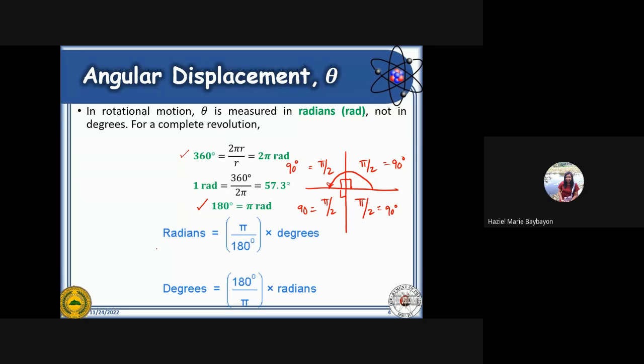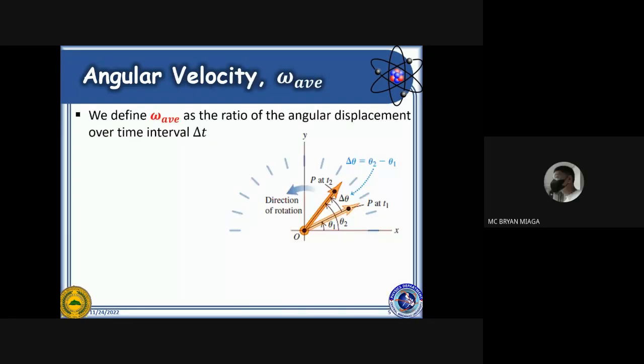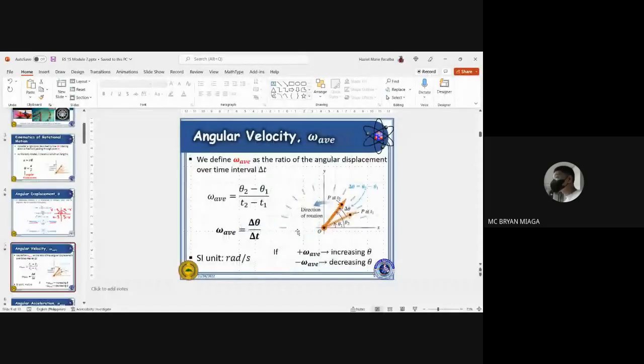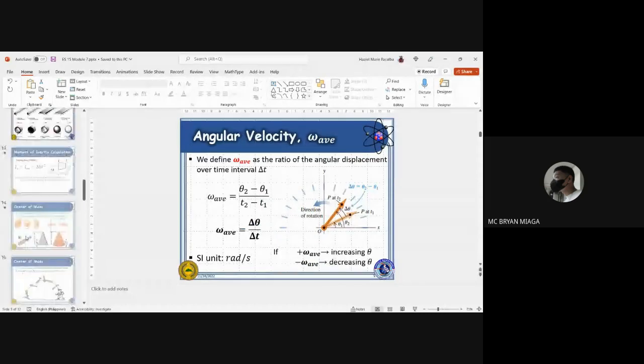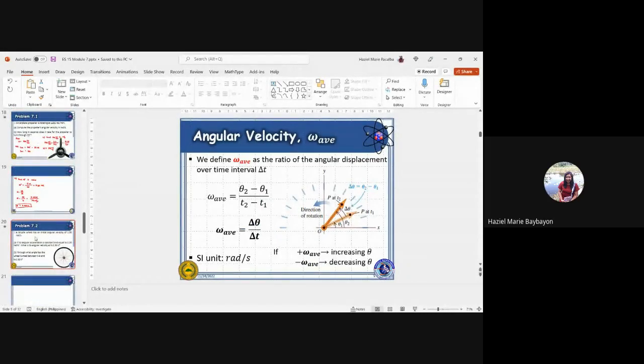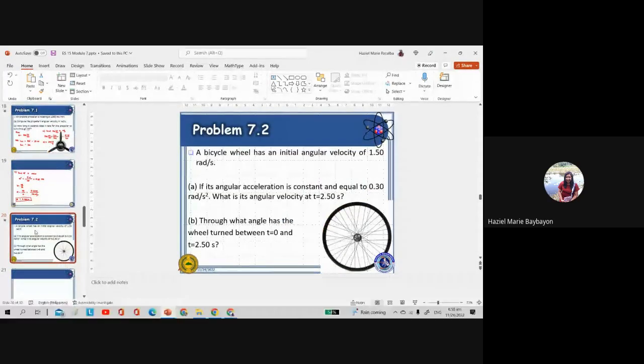Okay? So, here is the equation also. So, katong kaganina, convert na to siya to radians. So, you have pi over 180 degrees multiplied by 35 degrees. Okay? Thank you, ma'am. Okay, so let's proceed. Any other questions?